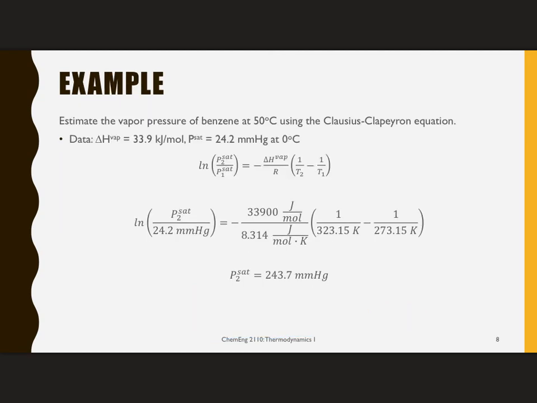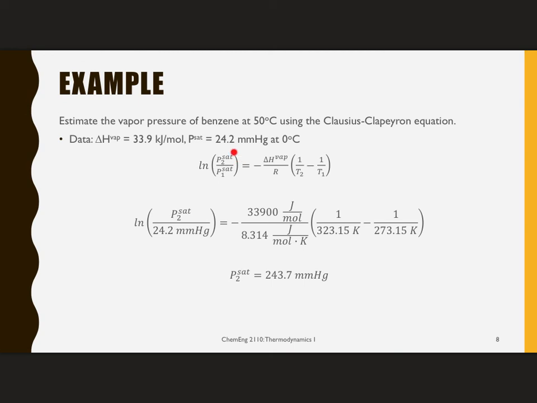If I wanted to use this to estimate, say, the vapor pressure of benzene at 50 degrees C, using this equation, all I need to know is the vapor pressure for something at any other temperature. Well, if you look up in the back of the book, you can see that the heat of vaporization for benzene is 33.9 kilojoules per mole, and the vapor pressure at 0 degrees C is 24.2 millimeters of mercury. So all I need to do is substitute these values in.